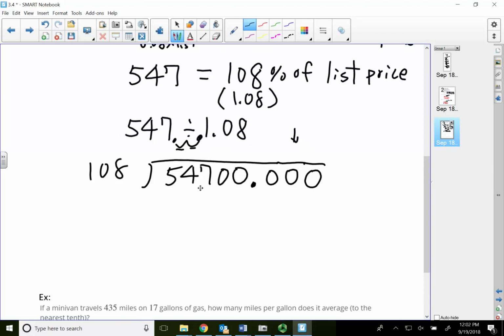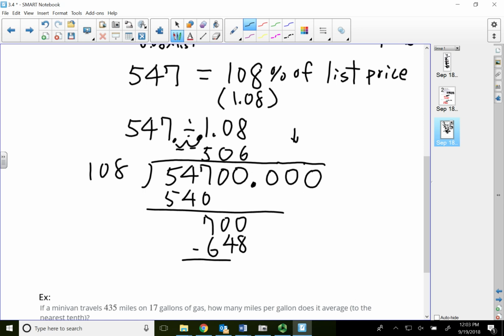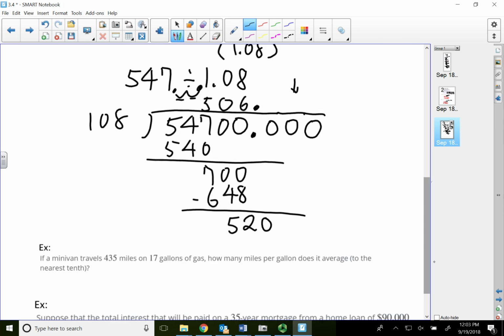So 108 will go into 547 about 5 times, because 5 times 8 is 40, 5 times 1 is 5. So that's 7. Bring down the 0. 108 cannot go into 70, so that will be 0 times. Bring down another 0. This is going to be 6 times, right? 6 times 8 is 48. All right, 6 times 1 is 6. If I subtract, that's about 52. So the decimal is right here, behind the decimal. Once I move it, it's always staying. Bring down the first 0.